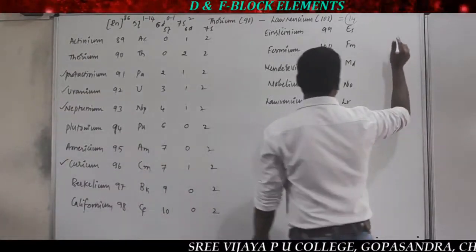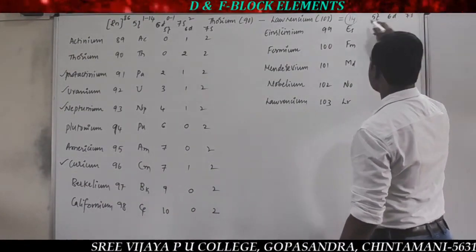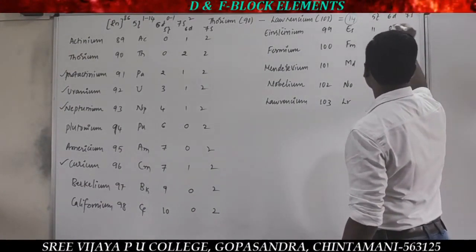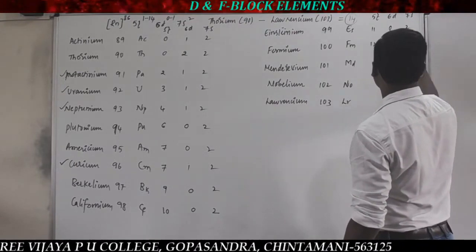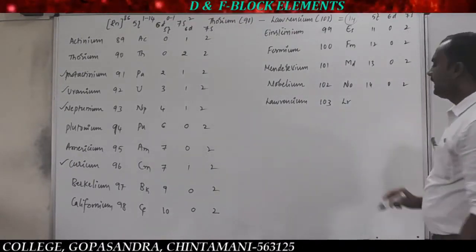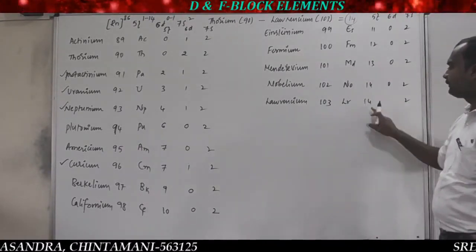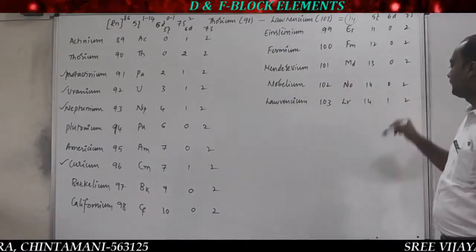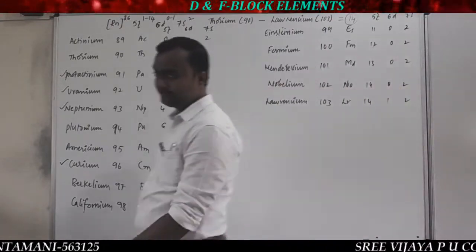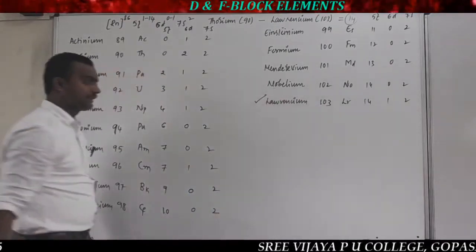Next, in the case of einsteinium, 5f, 6d and 7s. Here we will get 11 0 2, then 12 0 2, 13 0 2, and 14 0 2. In this exceptional case, 14 is already filled. So finally what is left? 6d1 must come. That is about the last exceptional case, Lawrencium.